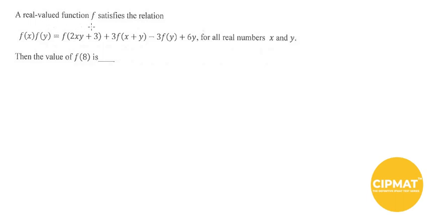A real valued function f satisfies the relation f(x) times f(y) equals f(2xy + 3) + 3 times f(x + y) - 3 times f(y) + 6y for all real numbers x and y. Then what is the value of f(8)?